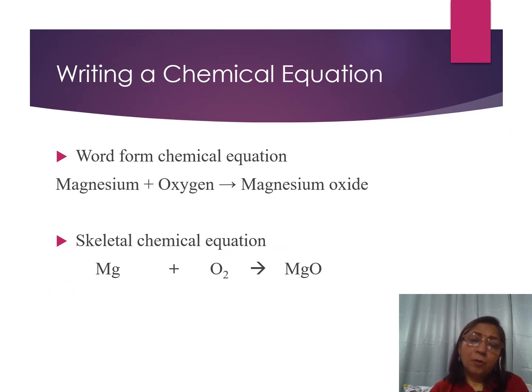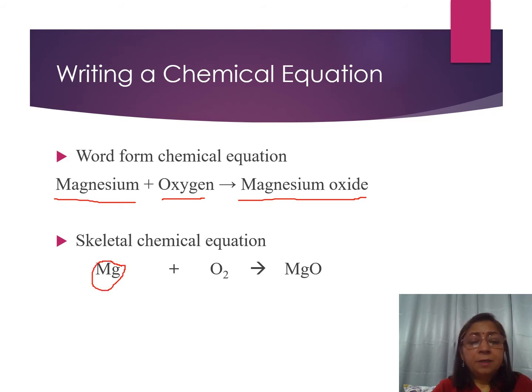Let us learn how to write a chemical equation. It can be written in word form or in symbol form. Say for example, here I have written magnesium plus oxygen and it forms magnesium oxide. This arrow indicates the formation of product. And in symbol form, we can write Mg plus O2 gives MgO. This symbolic equation is a skeletal chemical equation because it is not balanced.